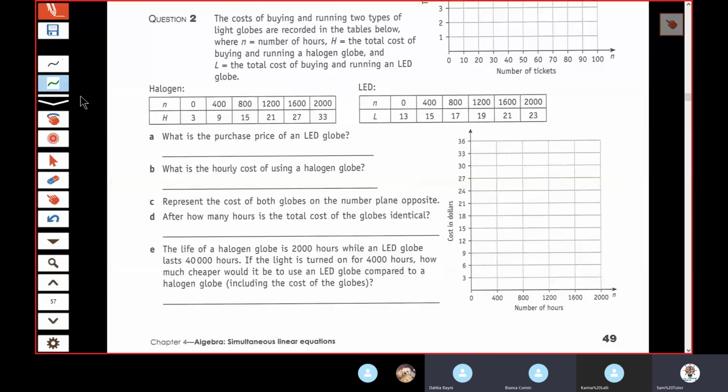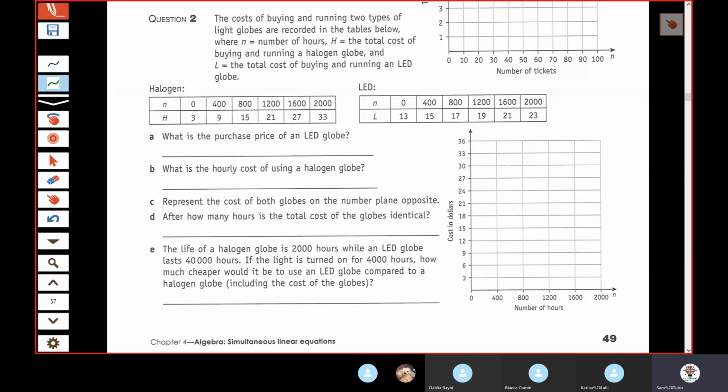All right. Question 2. The costs of buying and running two types of light globes are recorded in the tables below, where n equals number of hours, h equals the total cost of buying and running a halogen globe, and L is the total cost of buying and running an LED globe. So n is the number of hours, and these are the costs involved in running an LED compared to a halogen. And do we all know what halogen and LED is?